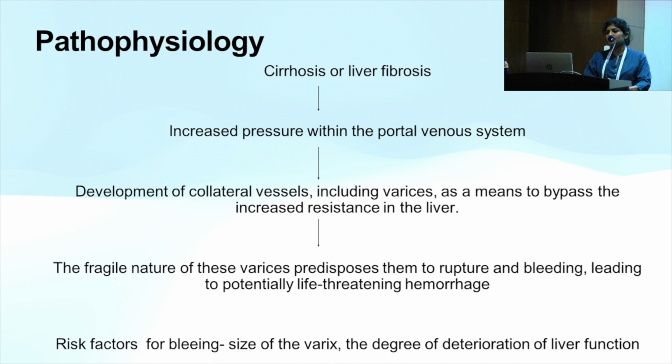So what is the pathophysiology of variceal bleed? In a patient with cirrhosis, we all know that there will be an increase in the portal pressure. So to bypass the liver, there will be collaterals which develop in different parts of the body. One of them is varices. These varices are usually very fragile and more prone to bleeding, and this is what results in variceal bleed. As the stage of the liver failure progresses and the size of the varix is big, the risk of bleeding will be more in these patients.